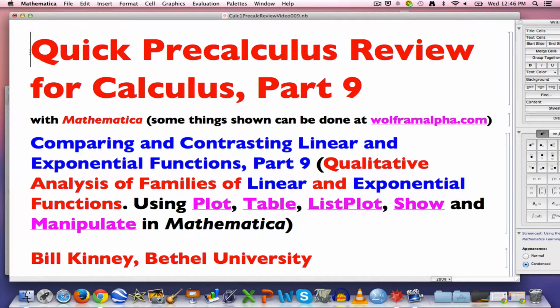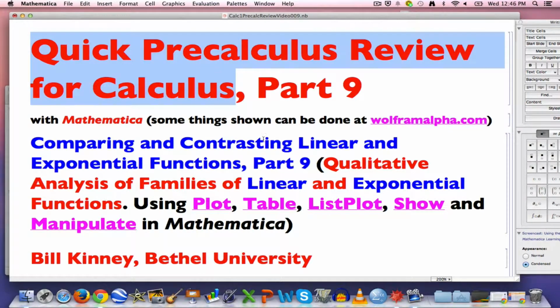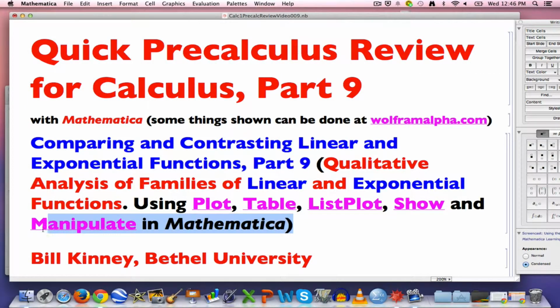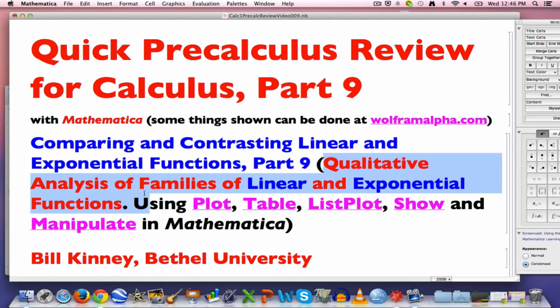In part 9 of Quick Precalculus Review for Calculus, our focus is going to be using this computer program called Mathematica that you see here, and in particular a command called Manipulate to help us make animations that ultimately will help us do a qualitative analysis of families of linear and exponential functions to compare and contrast them.